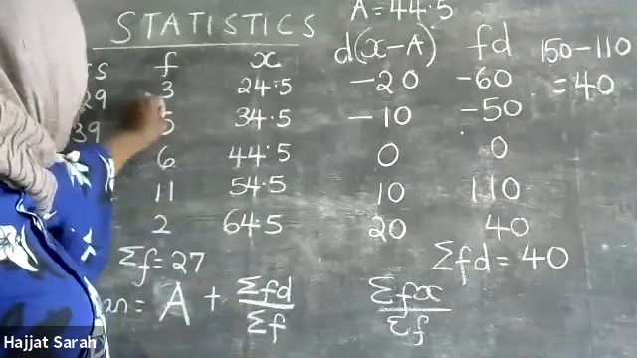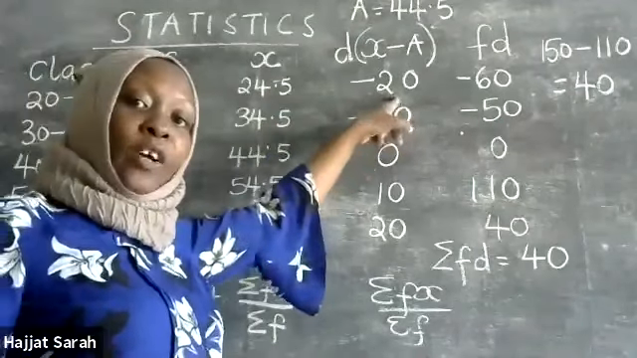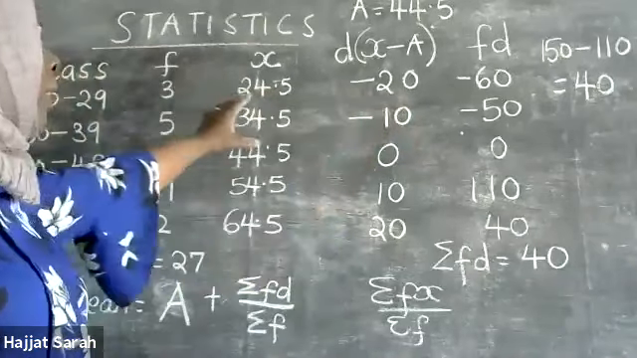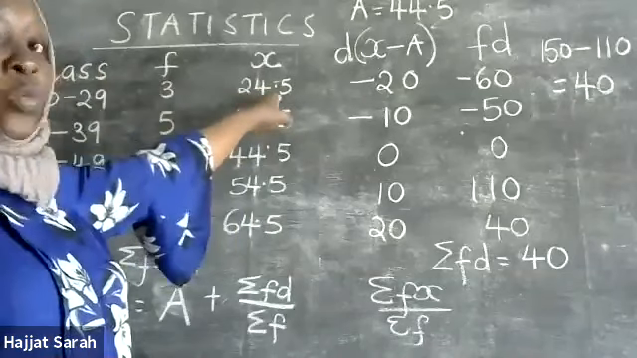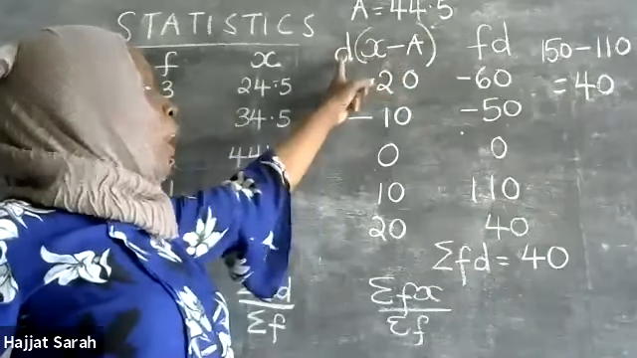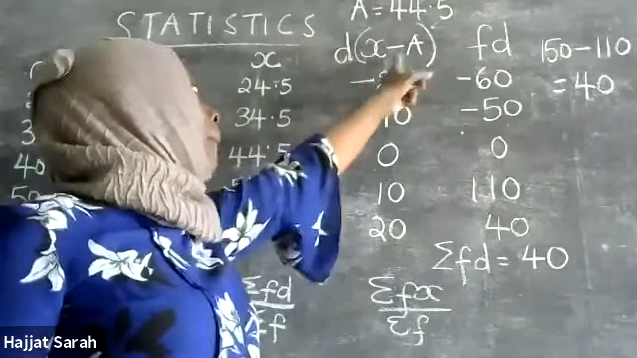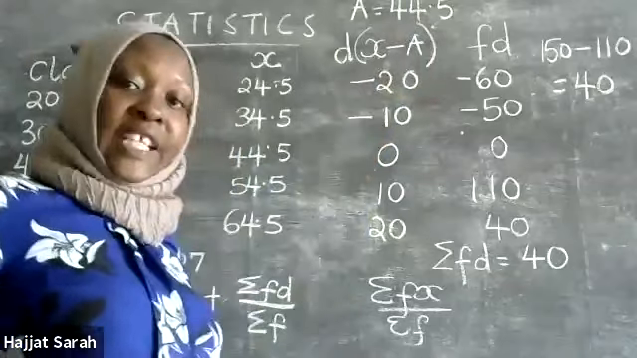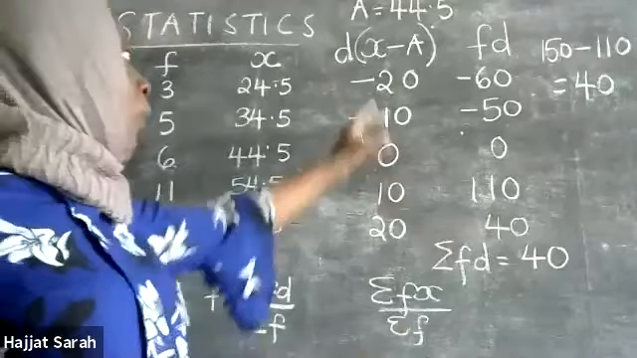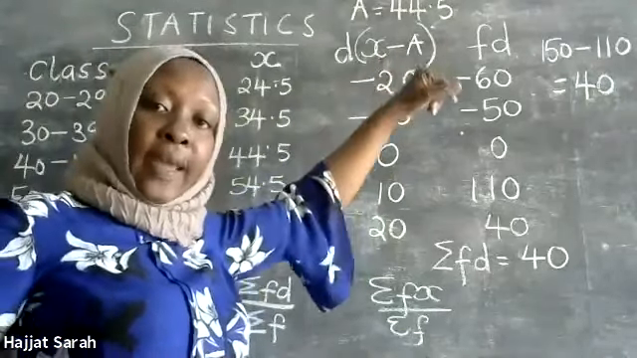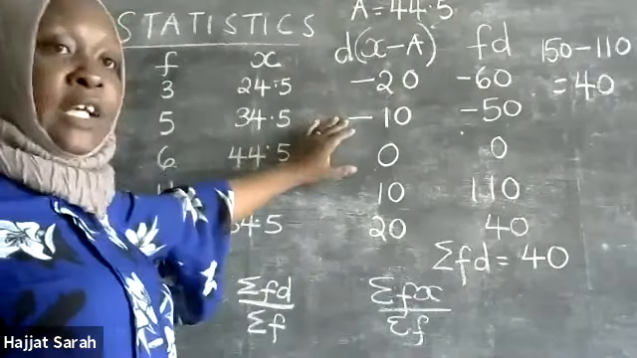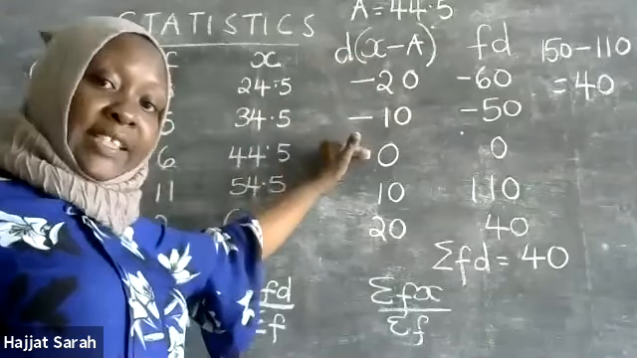It will be this frequency times whatever I get in my column that has D. Is that okay? So when you look at the first one, our first class, the X was 24.5, and our working mean was 44.5. So what will D be? It is X minus A. We always start, even if A is bigger than the X, we don't do the reverse. It is always X minus A, not A minus X. So don't be worried that you have negatives. Our top values are negative.